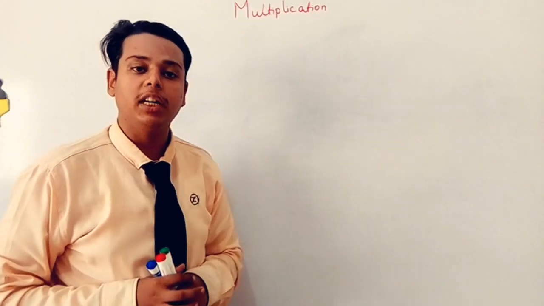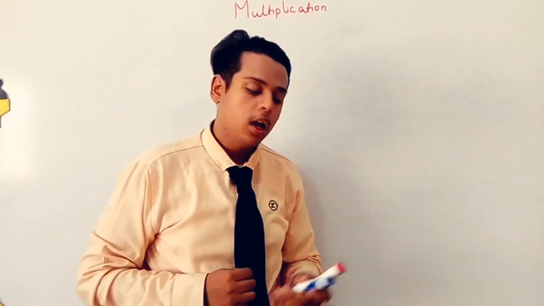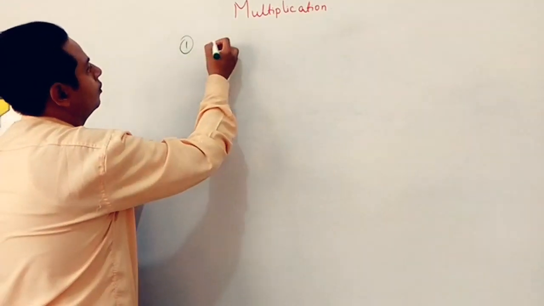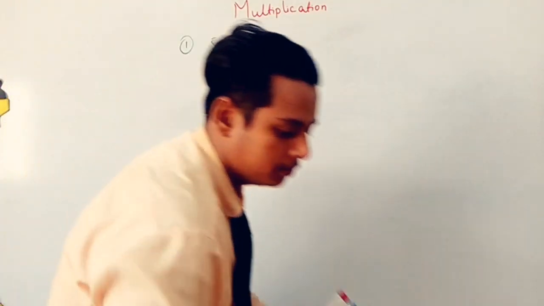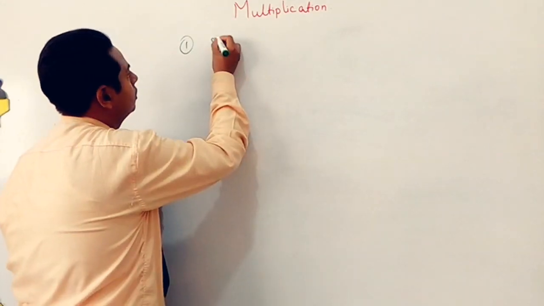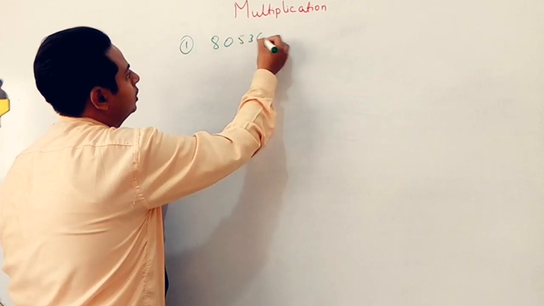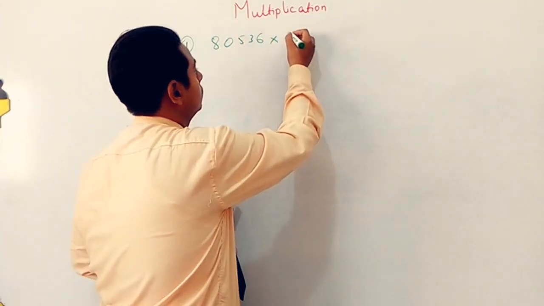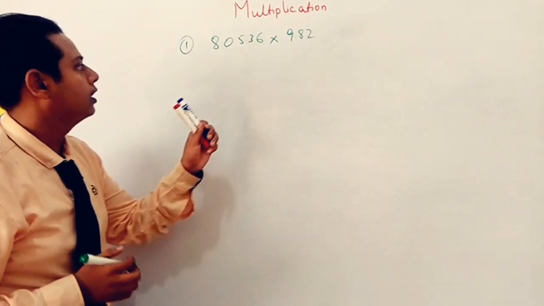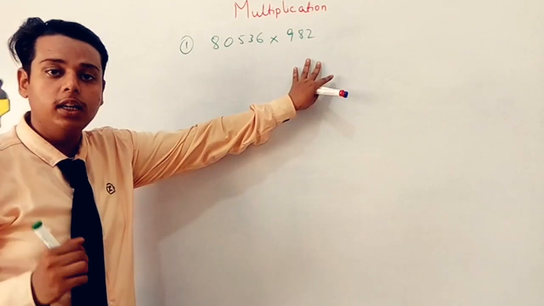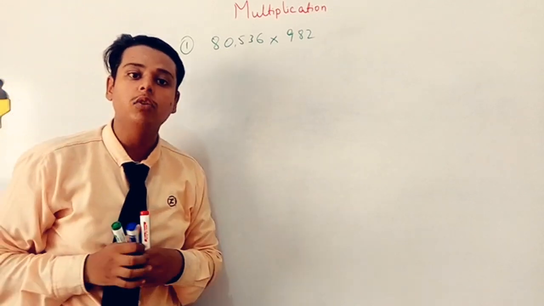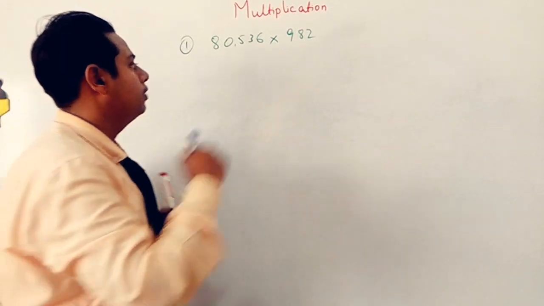Now on to the multiplication of 3-digit numbers. Okay, first of all I am writing a question over there. We are having a number 80536 multiplied by 982. Fine. We are having a 3-digit number. We have to multiply now with a 3-digit number. Now again, the first step is that we have to arrange it. In the arrangement, what do we have to do?